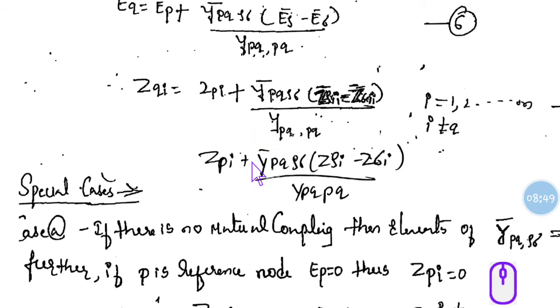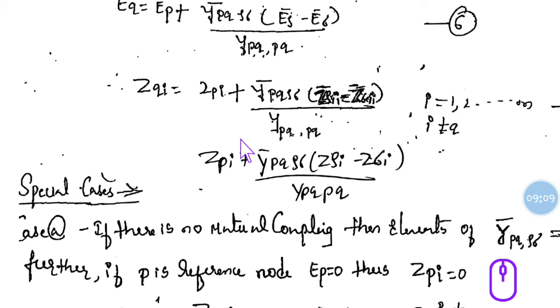YPQ, rho sigma you make it 0, and Z of Pi with reference is there, make it 0. So first case, no mutual coupling with reference. So ZPi is equal to 0 and YPQ, rho sigma will be 0. Then this full term will be 0 and this term will be 0. Z of Qi is equal to 0 for the first case, no mutual coupling with reference.